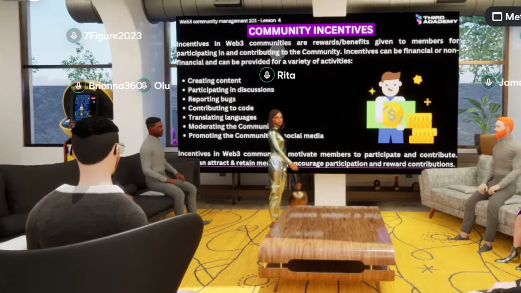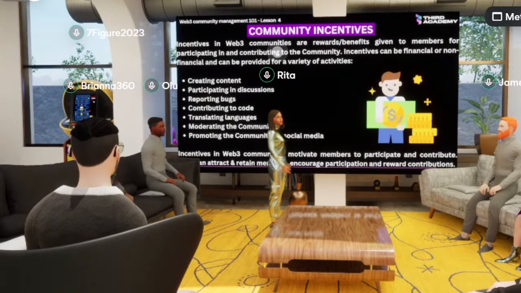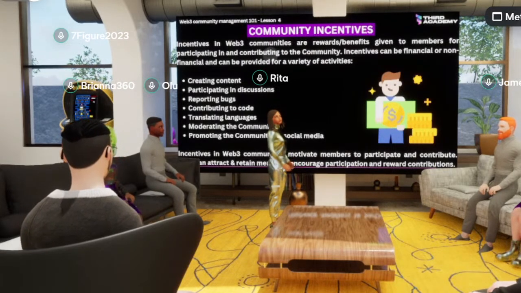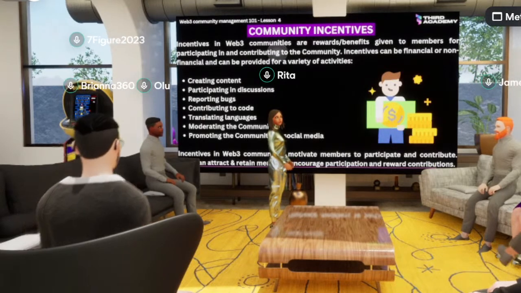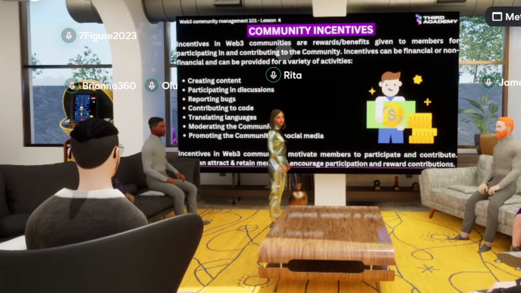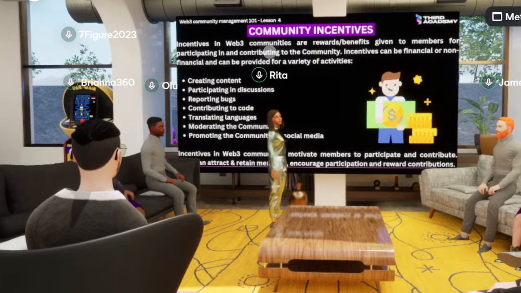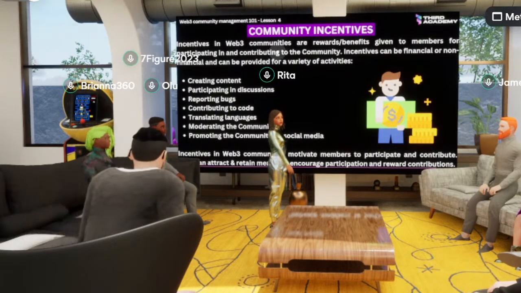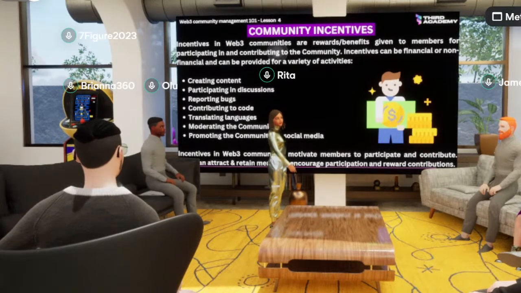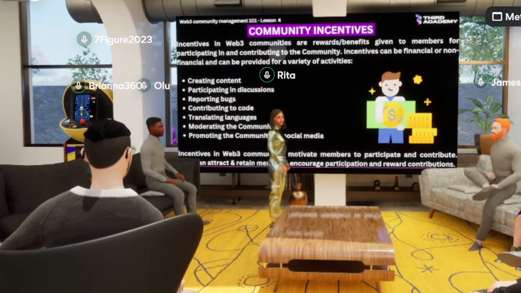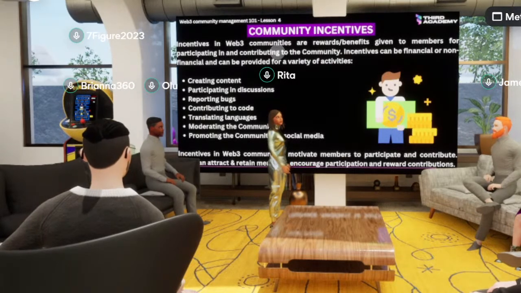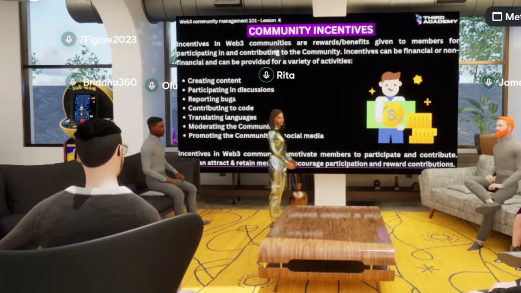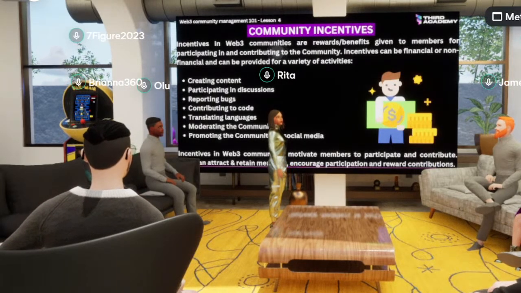There are also activities that can be incentivized, which we have on the screen: contributing to code, translating language, promoting the community on social media. Incentives are essential in communities because they help to motivate members to participate and contribute. They can attract and retain members, encourage participation and reward contributions. So when members are rewarded for their contributions, they are more likely to stay involved in the community and to continue contributing. How do you use incentives to motivate your community to take action?